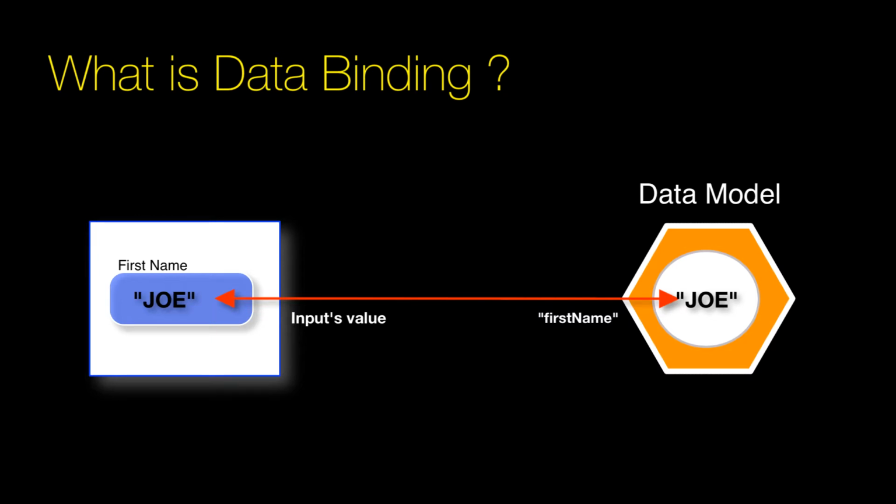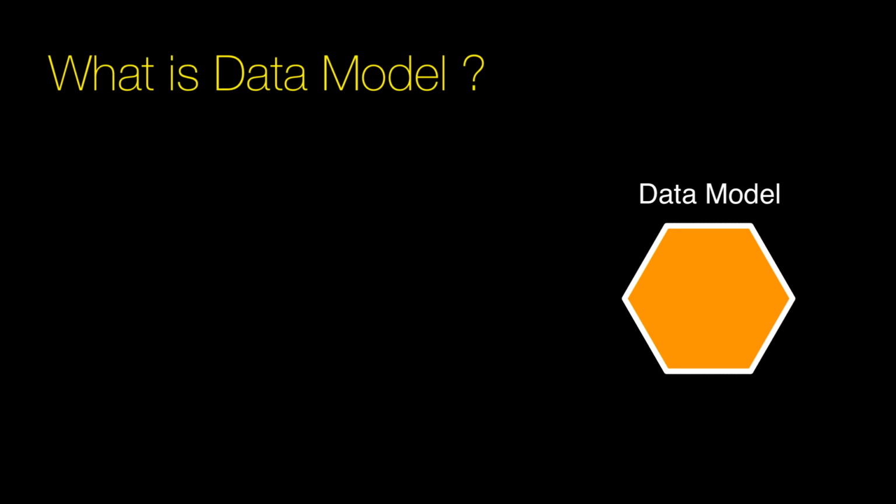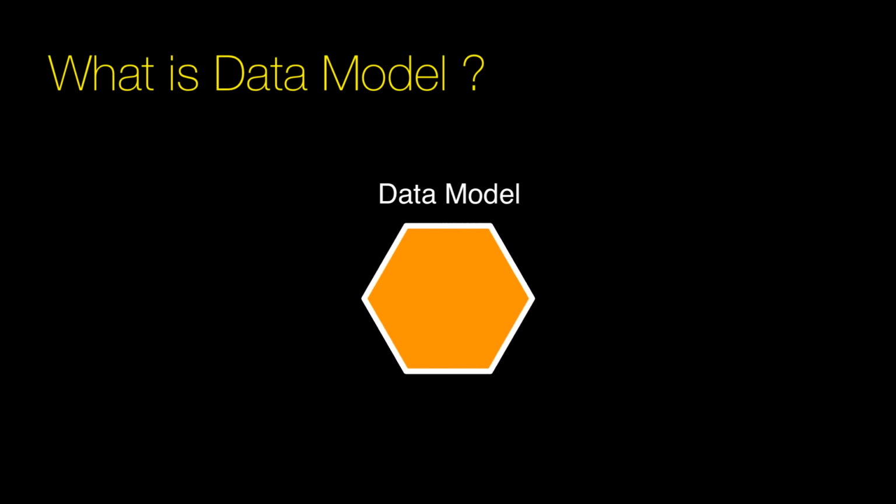Now that you understand what data binding is, let's talk about the data model. What is the data model? Well, I mentioned earlier, it is an object, and you might be thinking, do I need to create this object? Where does it live? How do I work with this object? Do I need to make something special to create this data model? The answer is actually very simple.